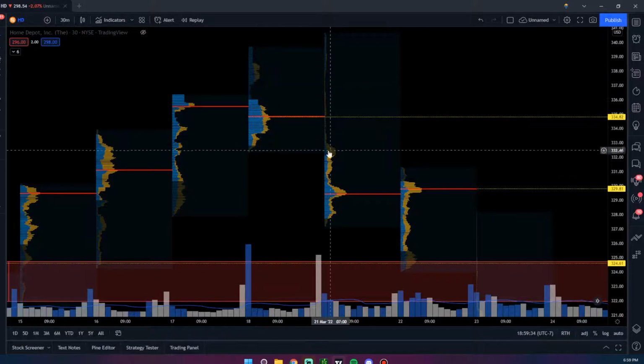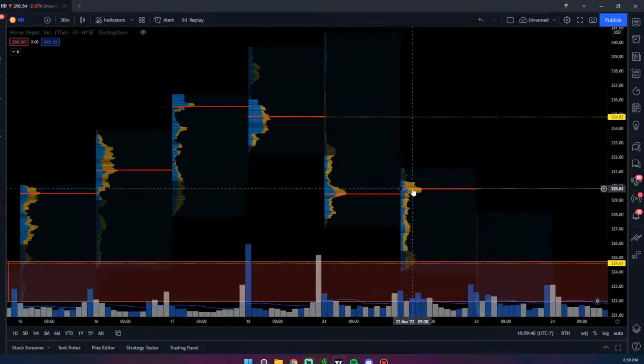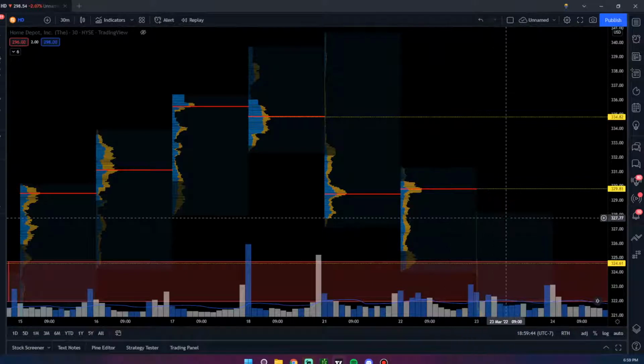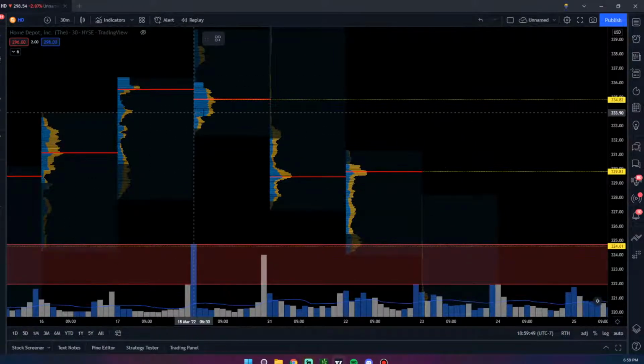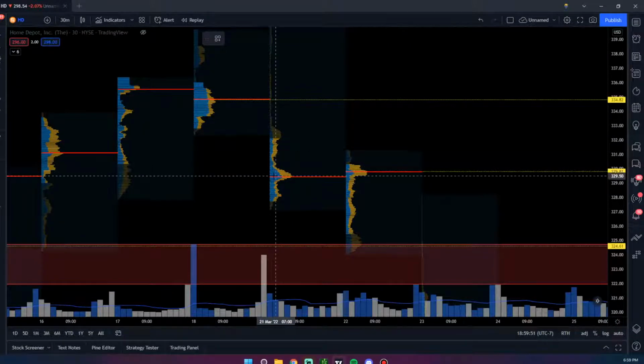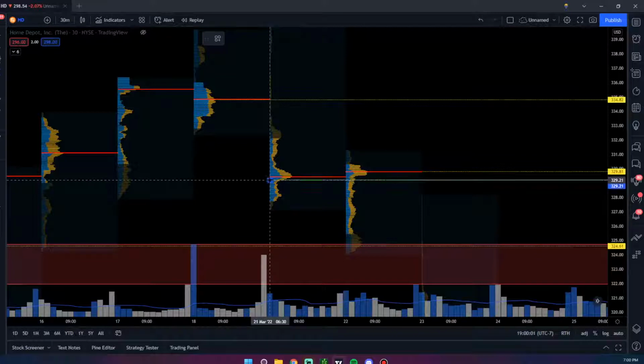So our volume profile is showing all of the buying and selling that takes place on any given day. And again, I use a 30-minute time frame. What I like to do is look at your volume profile and look for the area where you have the most buying and selling. These are called volume shelves.